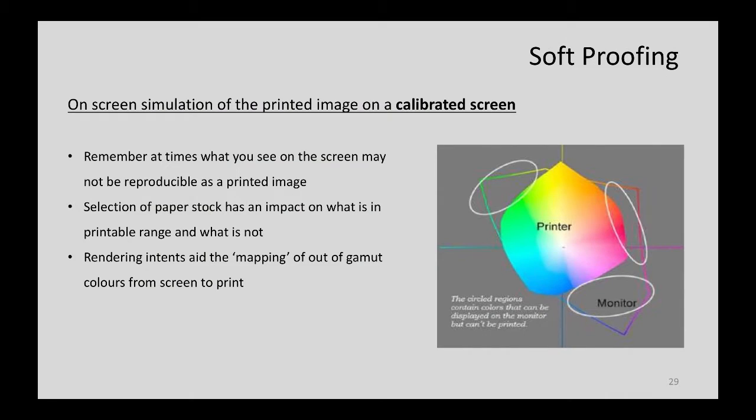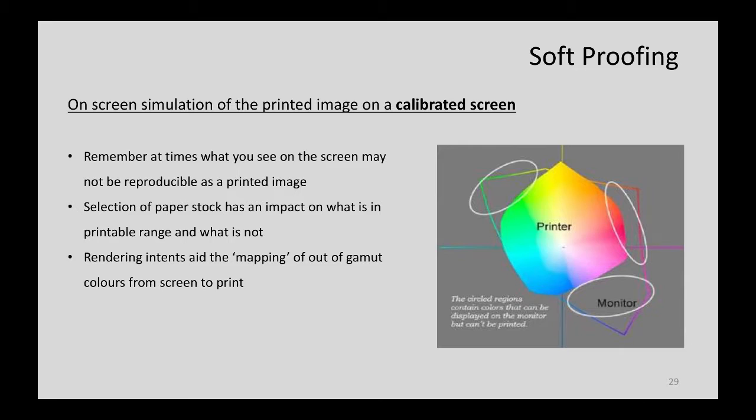Remember, sometimes what you see on the screen may not be reproducible as a printed image. So this is another reason why you should always soft proof, because different paper stocks also have different gamuts or different print ranges, and your image, if you've got vibrant colour, may be out of gamut or beyond what's reproducible on that paper, and we can fix that to a certain extent by using different rendering intents when we go to print.